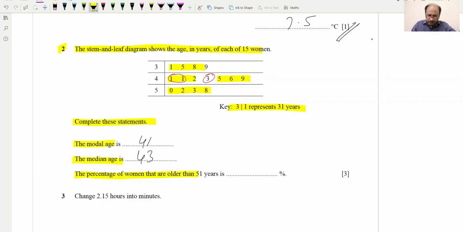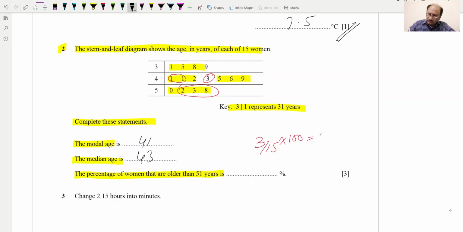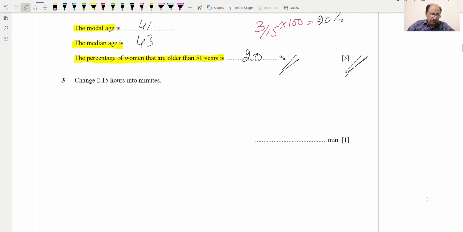And then the percentage of women that are older than 51. Older than 51 are only these 3, so 3 out of 15. We can write 3 out of 15 as working and multiply by 100. So 3 over 15 multiplied by 100 is equal to 20, so our answer will be 20%. This was a 3 marks question which we are done.